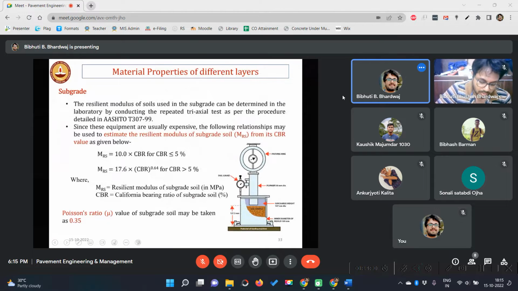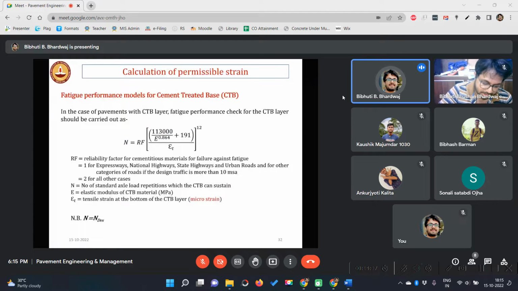we will now find out these values and permissible strains. So this is for CTB. We will not discuss this. It's going to be more complex. But anyway, as I was telling, in our case, only 3 layers are there, right? Subgrade. This is base plus sub-base. Same material, so we are considering as 1. This is also the same type of material, binder plus surface. We are considering this as 1.